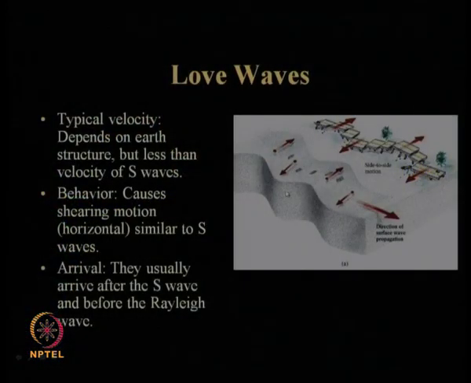So, let us now look at the characteristics of Love waves. We have seen the movement or the behavior of the particles when the Love wave propagates through a media. Its typical velocity depends on the earth structure, but it will always be less than the velocity of the S wave and more than that of Rayleigh wave. So, you can say it is something in between, a little less than the shear wave velocity to a little more than 0.9 times the shear wave velocity. So, that is the range.